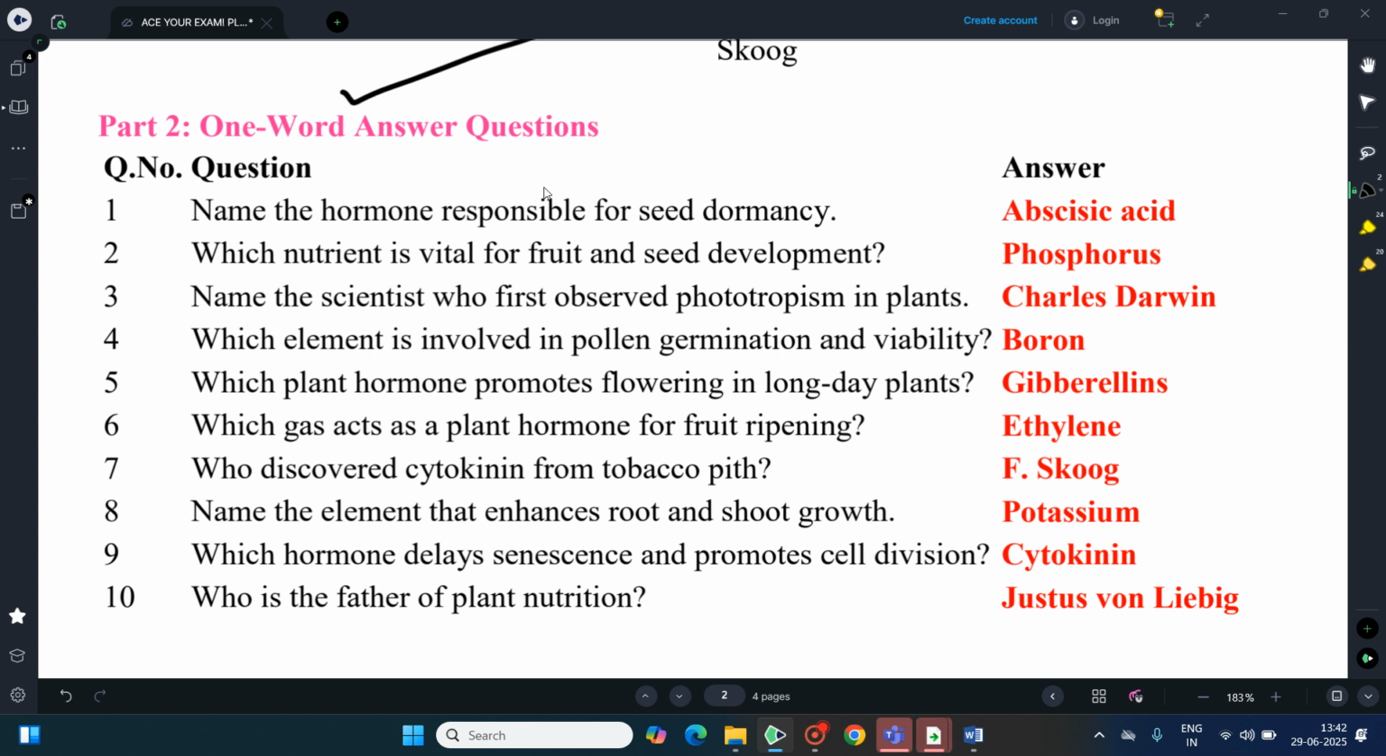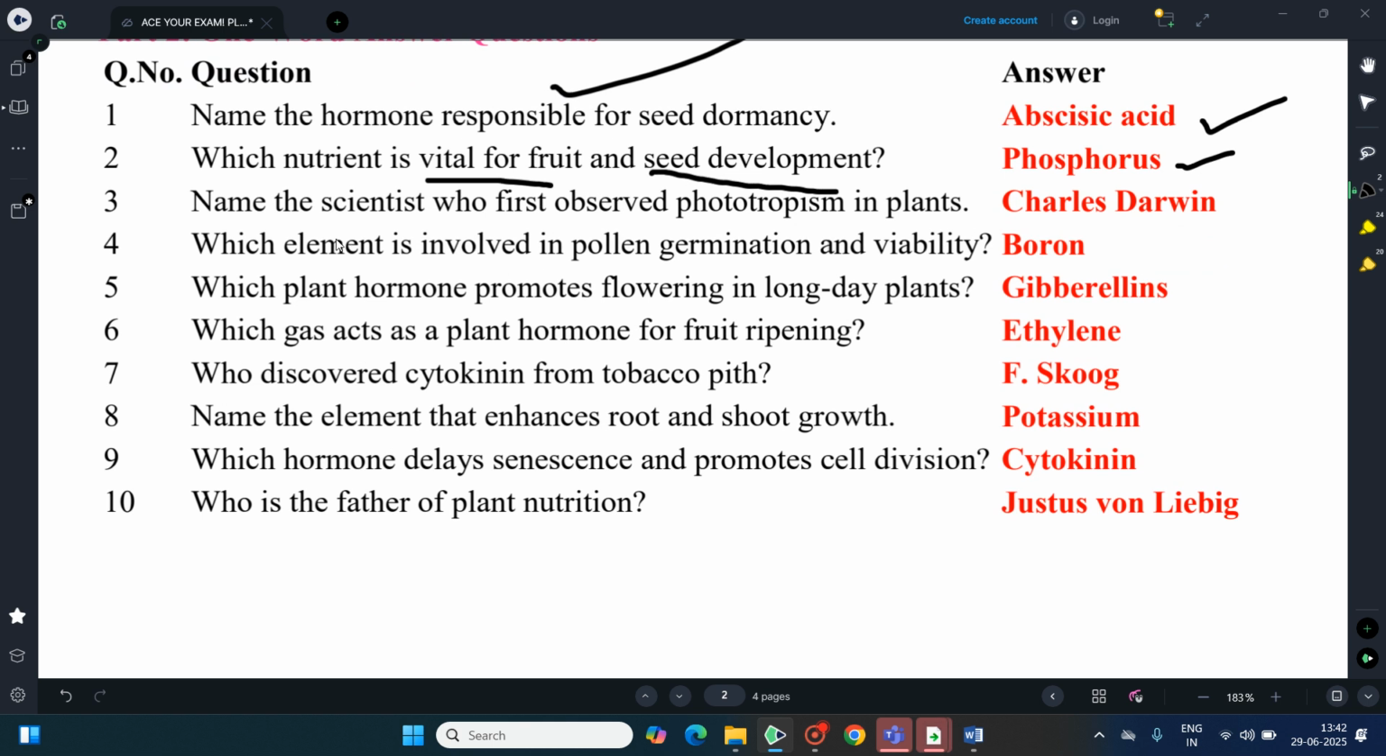The hormone responsible for seed dormancy is abscisic acid. Which nutrient is vital for fruit and seed development? Phosphorus is the correct answer. The name of the scientist who discovered phototropism is Charles Darwin. Which plant hormone promotes flowering in long day plants? Gibberellin.